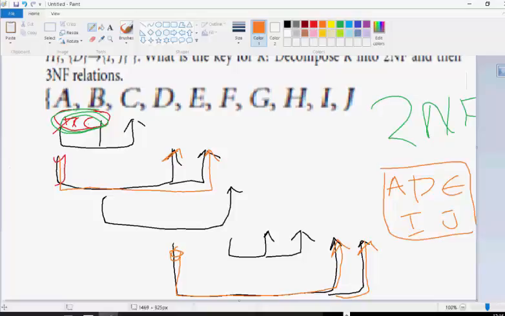So we'll do the second. Usually you do the second before the third. So this one, is it second or third? Because I feel like it's third, because A leads to D. Remember, third says that there are no transitives. Currently, there are transitive dependencies, aren't there? So I'm not at third yet.